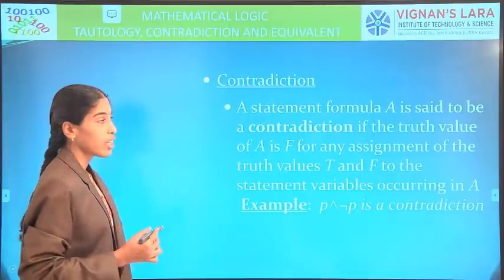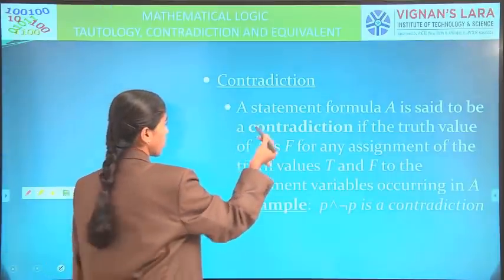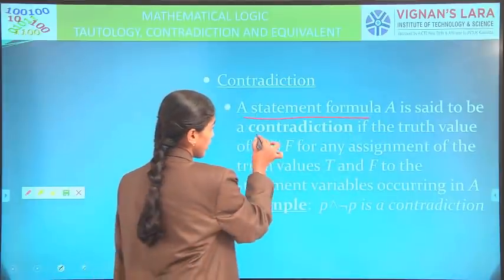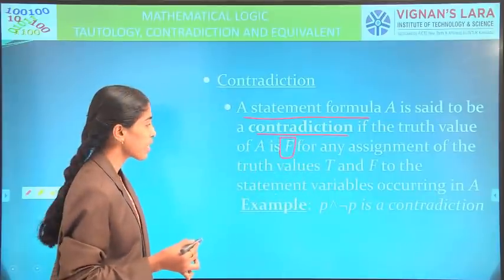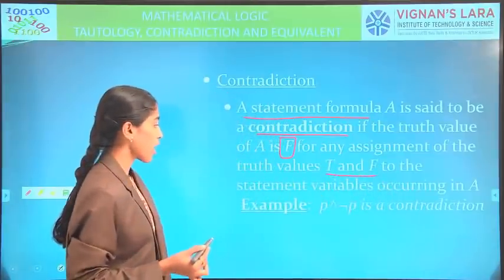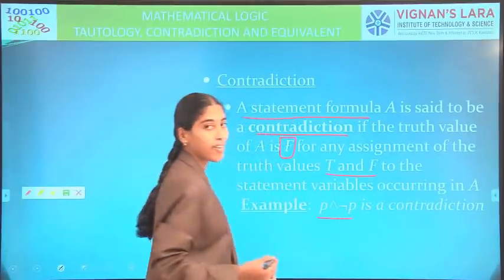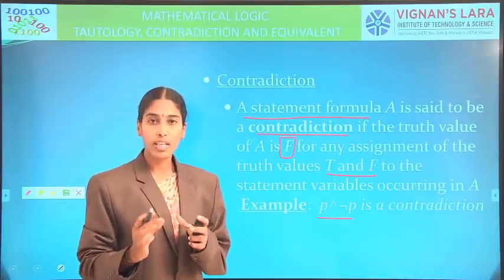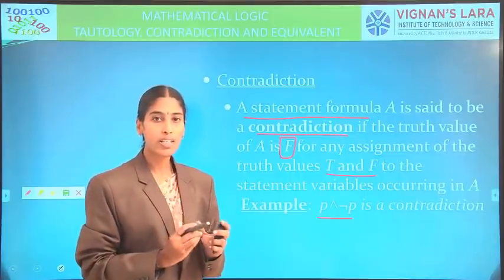Next, contradiction. A statement formula A is said to be a contradiction if the truth value of A is false for any assignment of the truth values T and F to the statement variables occurring in A. So an example is P and negation P is a contradiction. Contradiction means if we consider any truth values of the given proposition, its result is false, then it is called a contradiction.